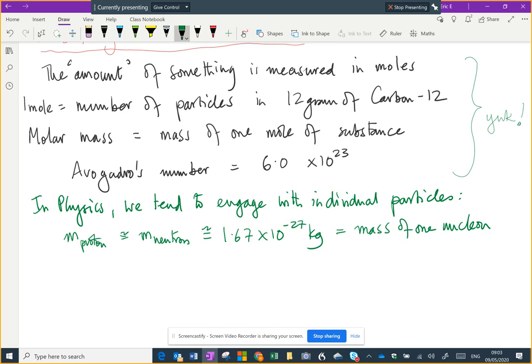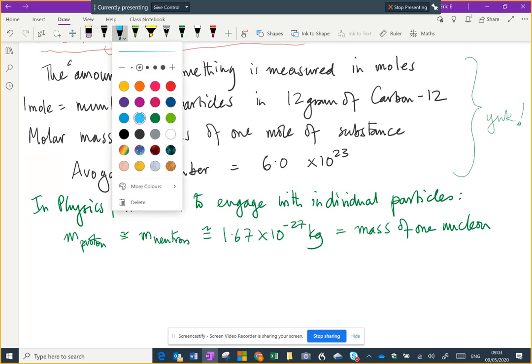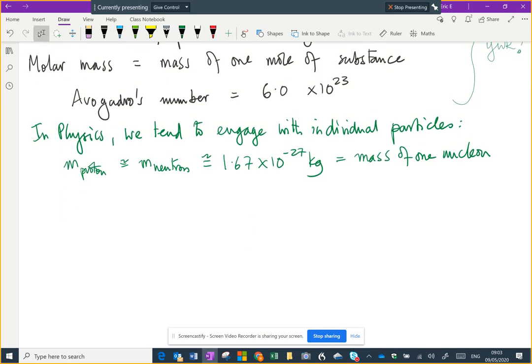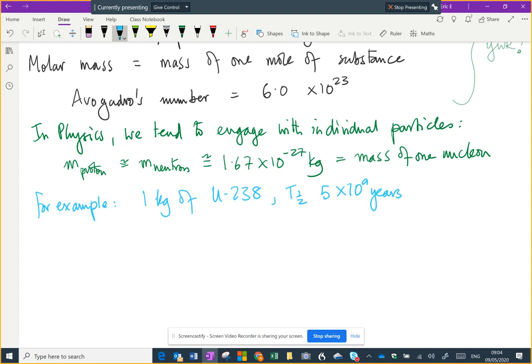Therefore we're fit to go. Now, what we need to do, so let's have another color while we're at it. An example will serve my purpose well, and I'm hoping to rely on you guys for a calculator. Here comes my example. I've got 1 kilogram of uranium-238, half-life 5 times 10 to the 9 years. What's its activity?